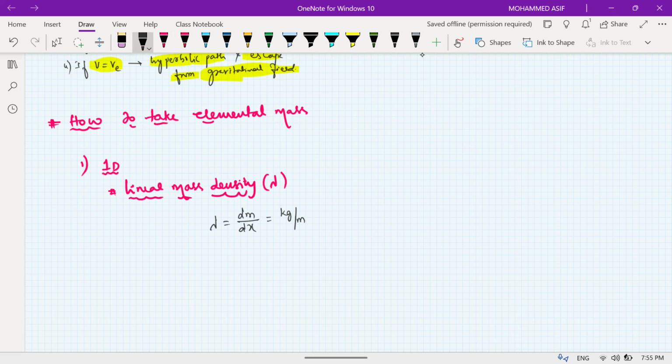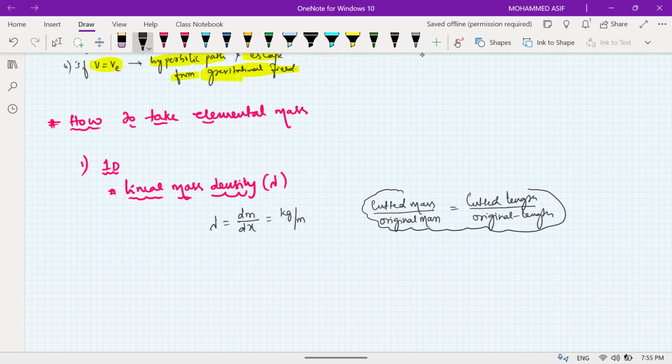Okay, so you remember the formula here right now. For a one dimension body, cutted mass divided by original mass is equal to cutted length divided by original length. Just to remember, I have given this; we don't have anything like cutted mass or original mass as part of a relation, just to understand it. Like example, thin rod or wire.